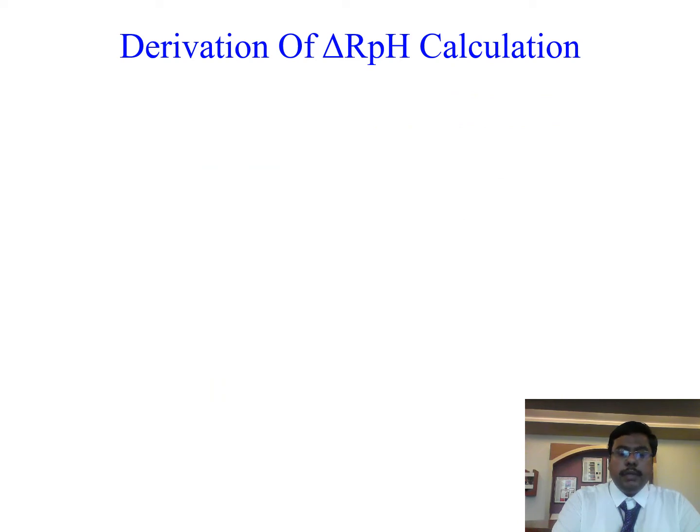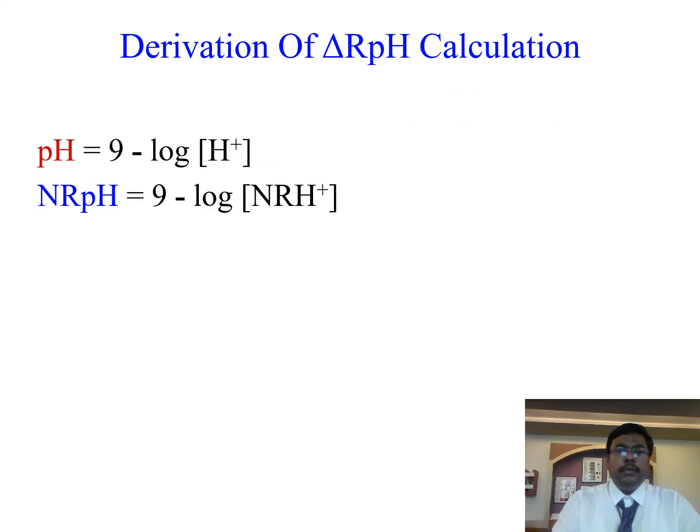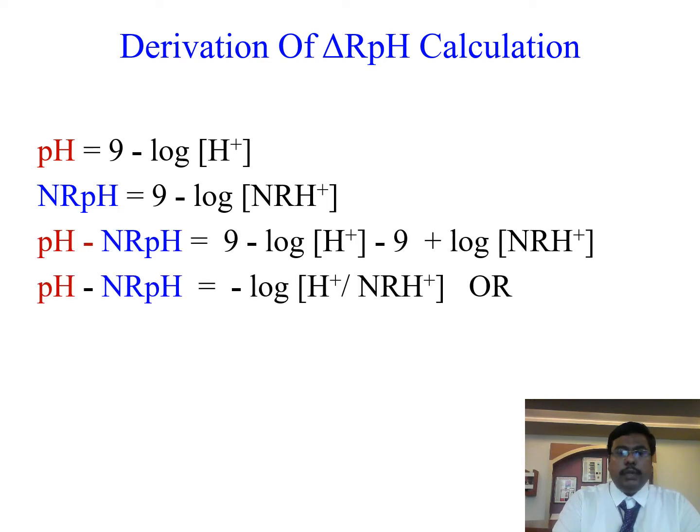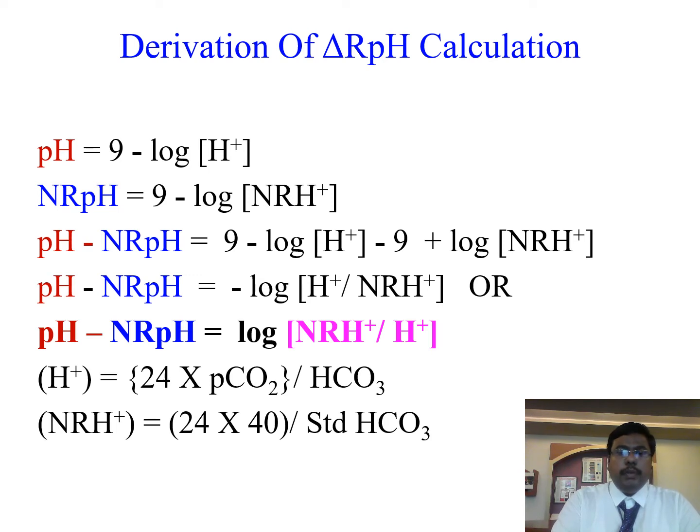Derivation of delta RPH calculation. So pH is equal to 9 minus log of H plus. NRPH is equal to 9 minus log of NRH plus. So pH minus NRPH is equal to minus log of H plus divided by NRH plus. Or pH minus NRPH is equal to log of NRH plus divided by H plus.